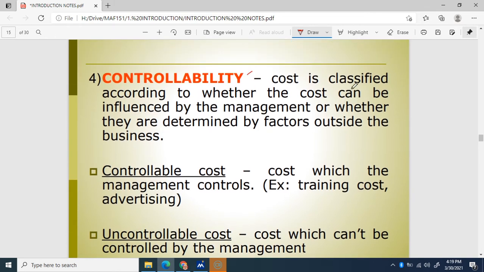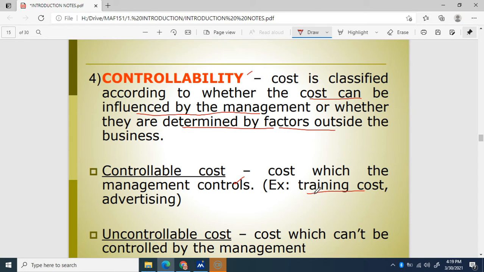Controllability is where we classify cost according to whether the cost can be influenced by the management, or whether it is determined by factors outside the business. A controllable cost means a cost which the management could control. That means the cost center manager can control the cost.